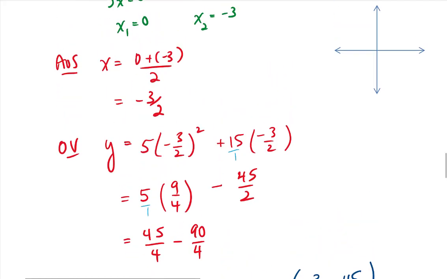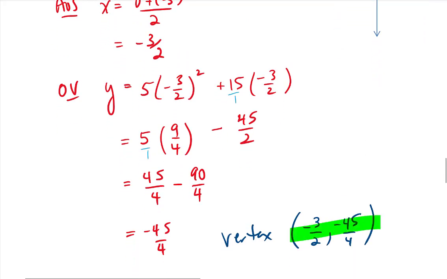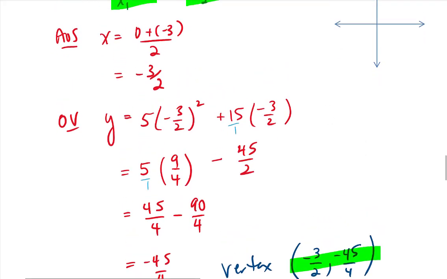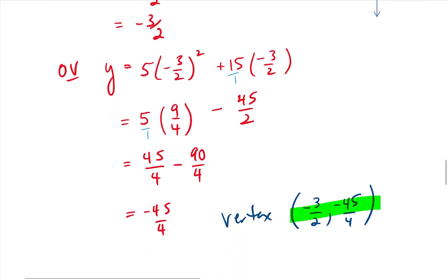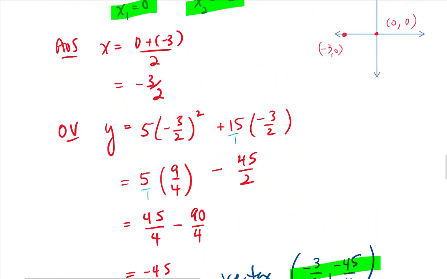So now we can plot our points. We have our two zeros, 0 and negative 3, and we have our vertex, negative 3 over 2 and negative 45 over 4. So let's plot these. So we have negative 3, or if you like, negative 3 and 0. We have 0 and 0 as our second 0, or x-intercept. And we have negative 3 over 2 and negative 45 over 4. So again, this is just a sketch.